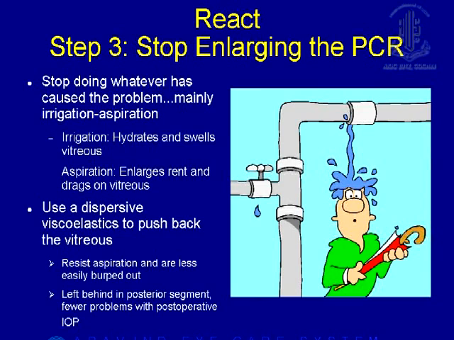And before even removing the tip, if you can recognize that you have a PCR, and before even getting out, immediately you can use a dispersive viscoelastic to push the vitreous back and seal that area where you have the posterior capsular rupture. This again helps you to resist aspiration, and of course it may not be easily burped out of the eye also. So try to use a dispersive viscoelastic there. Even if the viscoelastic is left behind after the surgery, it may cause fewer complications, and even the problem of raised intraocular pressure may not be there.